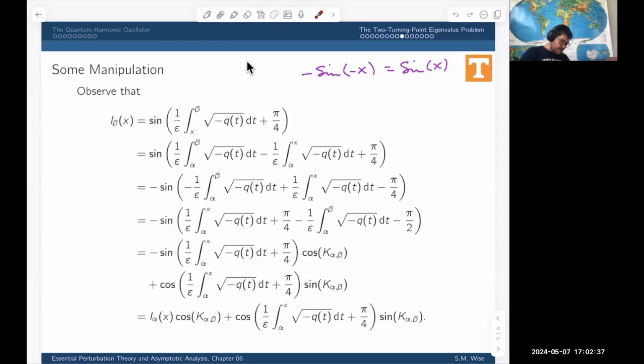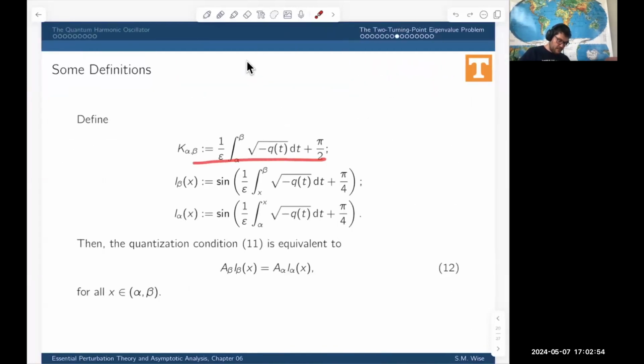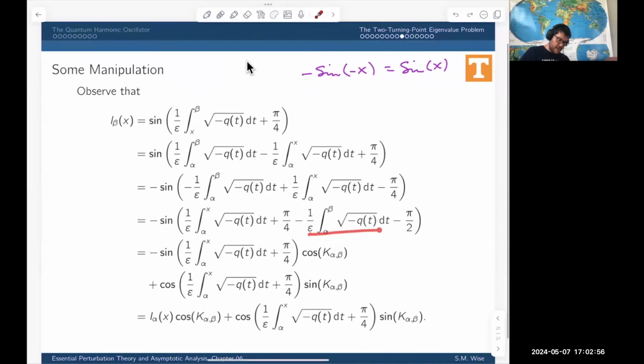So in any case, I've just shown that I beta is equal to I alpha of x times cosine k alpha beta, from this term, plus cosine something which looks reasonable times sine of k alpha beta, where again, k alpha beta is all this. So this is minus k alpha beta here.